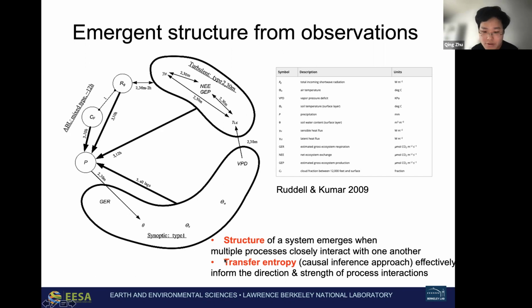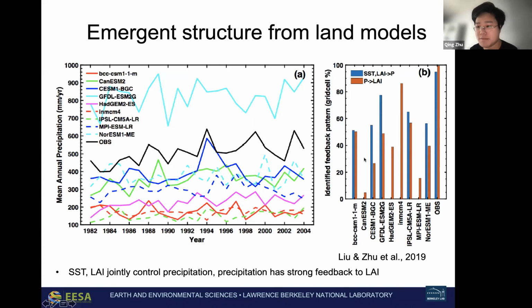So with this transfer entropy analysis, Bennett published in 2009, they basically have a very good framework to reconstruct this process network, and we can use that for the land surface model as well, as long as we have those variables. This is an example for observations, and we do the test for CMIP models.